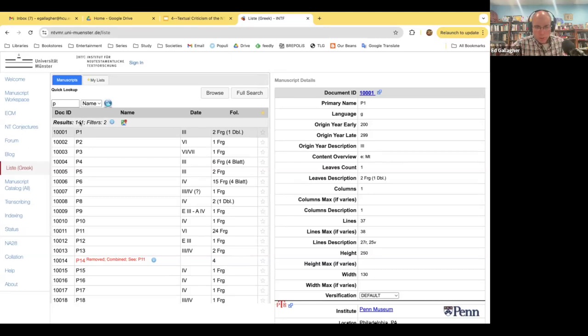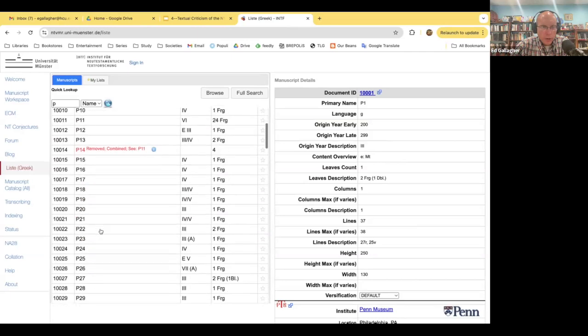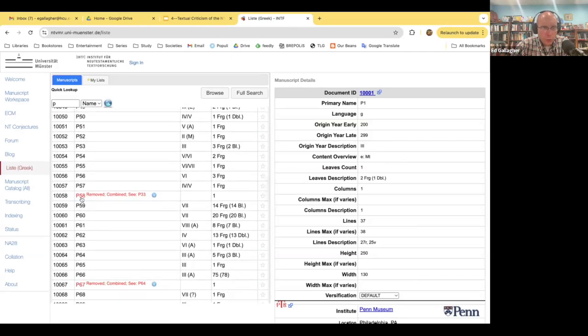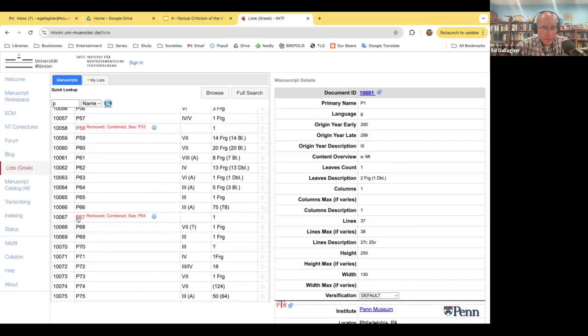We remember that that doesn't mean there are actually 141 papyri, and we can see P14 is a good example because they have a note on here for P14 that they have removed that number because it is actually combined with P11. So presumably P14 is just a piece of P11 that people didn't realize at first, and now they realize that those are actually the same manuscript. Okay, so you'd have to look through it.